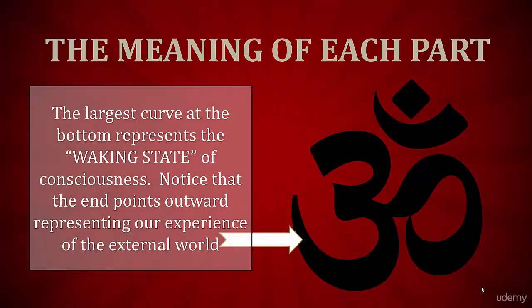So let's begin to talk about the meaning of each part. You notice the very bottom section of the number 3, the left part of the icon, it's larger, and it basically extends out beyond the rest of the image itself. And that large curve at the bottom represents the state of consciousness known as the waking state. Notice that it's kind of pointing outward or away from the rest of the image itself, implying that our consciousness is being drawn outside of us. And so in our normal waking state, we're not focused within, we're actually focused on the external world.